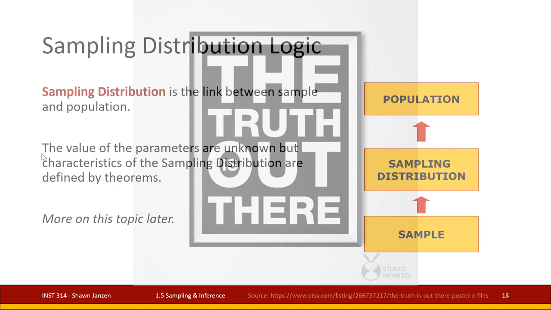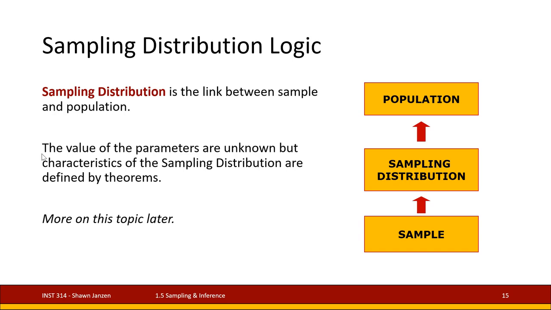So this brings us back to the idea of sampling distribution logic. We talked about samples, we talked about populations. Sampling distribution is yet another step in between samples and populations. If you go out and get a sample, it's a snapshot of your population. But we can go ahead and get more samples. I can sample again and again and again.